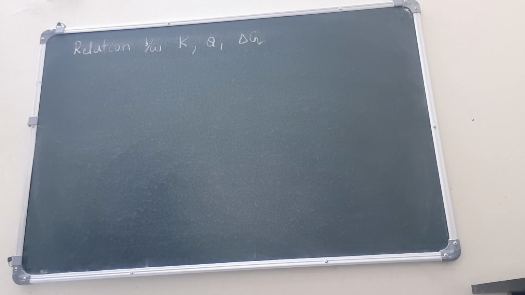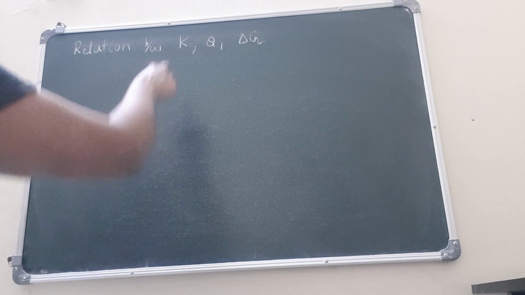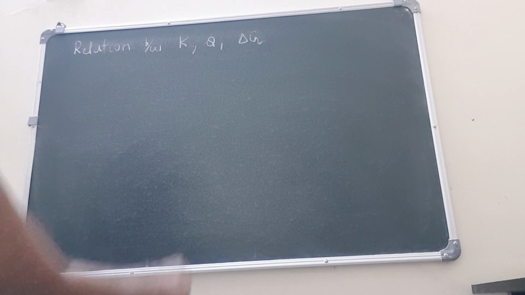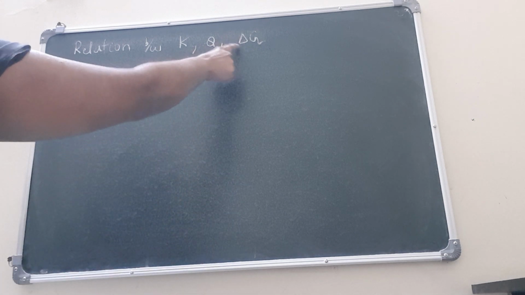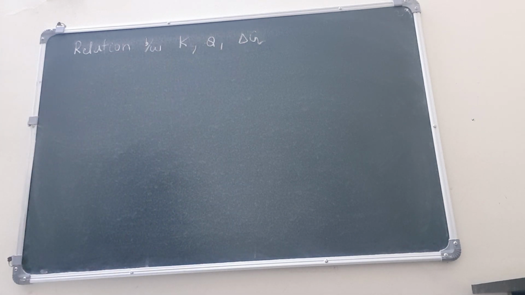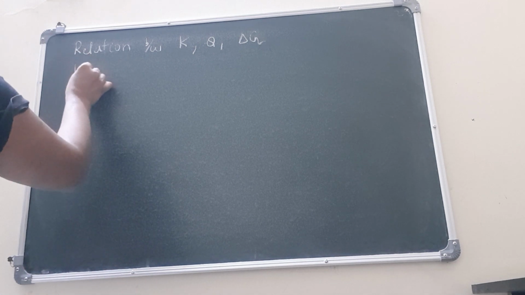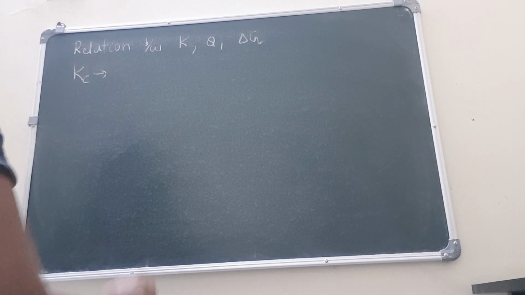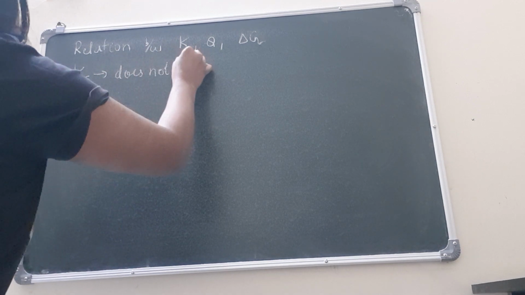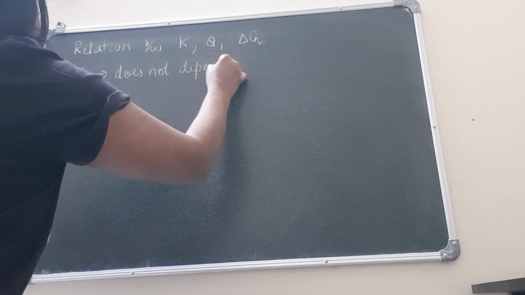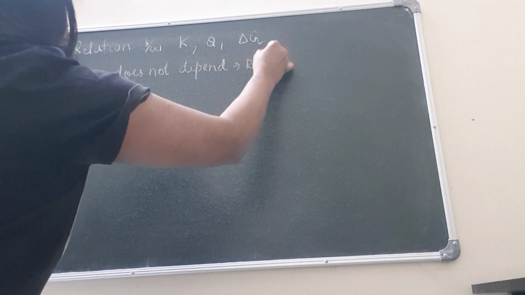So now we will understand the relationship between K, that is the equilibrium constant, Q, that is the reaction quotient, which tells you the direction of the reaction, and delta G, which is the Gibbs energy change. Okay, so Kc value, as we know, does not depend on the rate of a reaction.